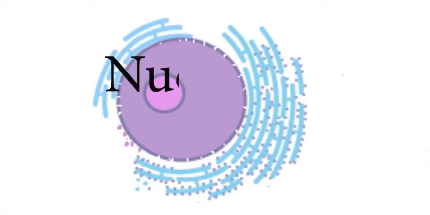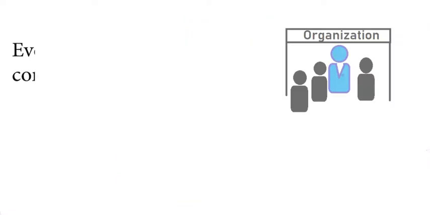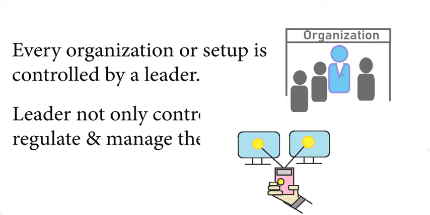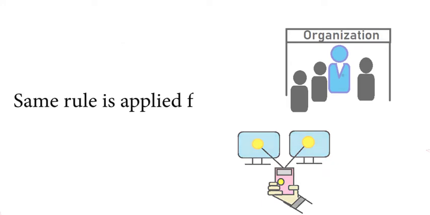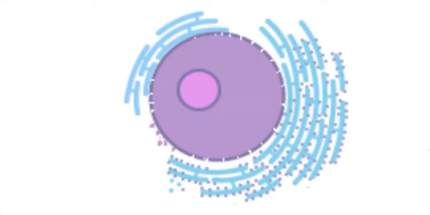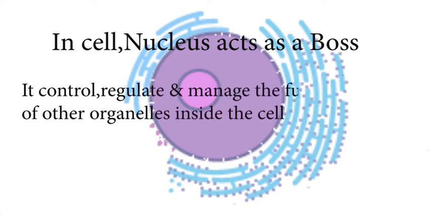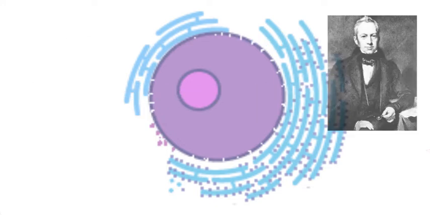In today's video, we will be discussing the nucleus, its structure and function. As we know, every organization and setup is controlled by a leader. A leader not only controls but also regulates and manages the work. The same rule is applied for the cell. In the cell, the nucleus acts as a boss. It controls, regulates and manages the functioning of the organelles inside the cell.